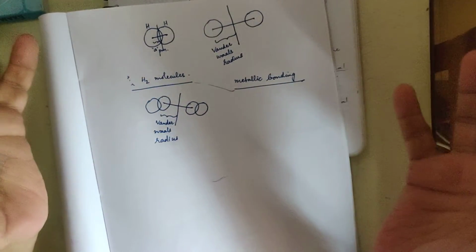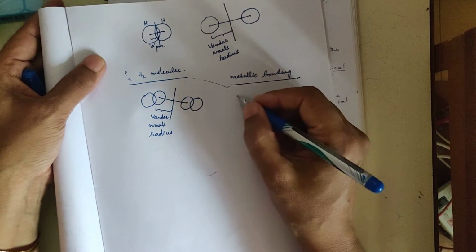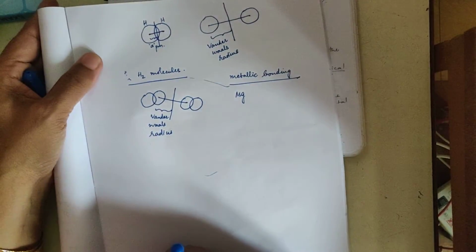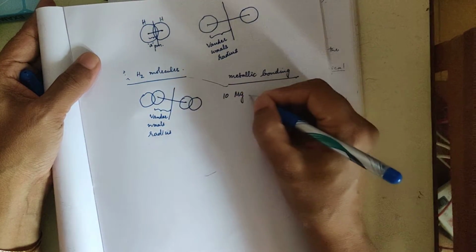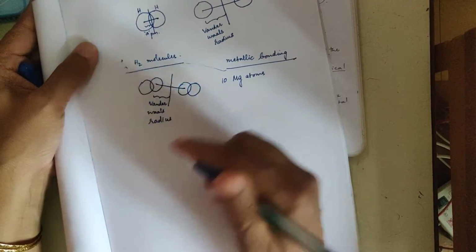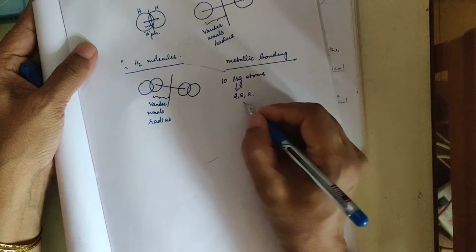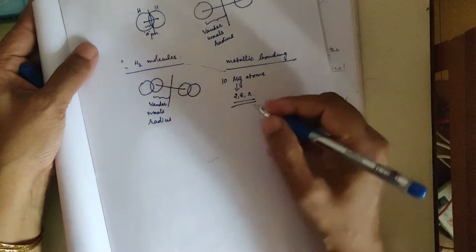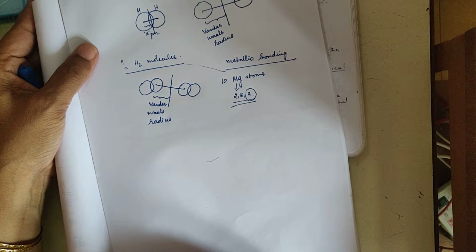What is it that holds the metal atoms together? Say, for example, you have magnesium, a small piece of magnesium. Say there are 10 magnesium atoms. Each magnesium atom has the configuration 2, 8, 2. So there are 2 valence electrons with every magnesium atom.